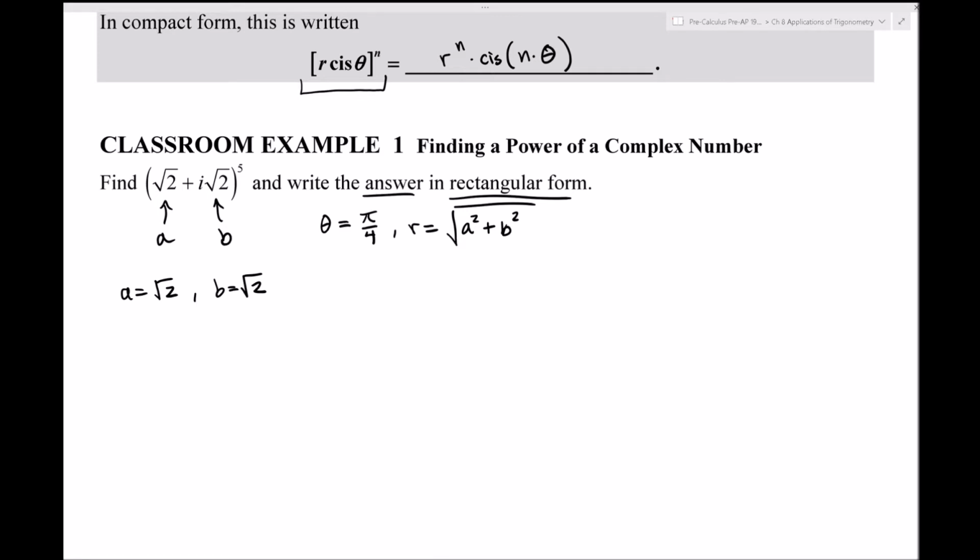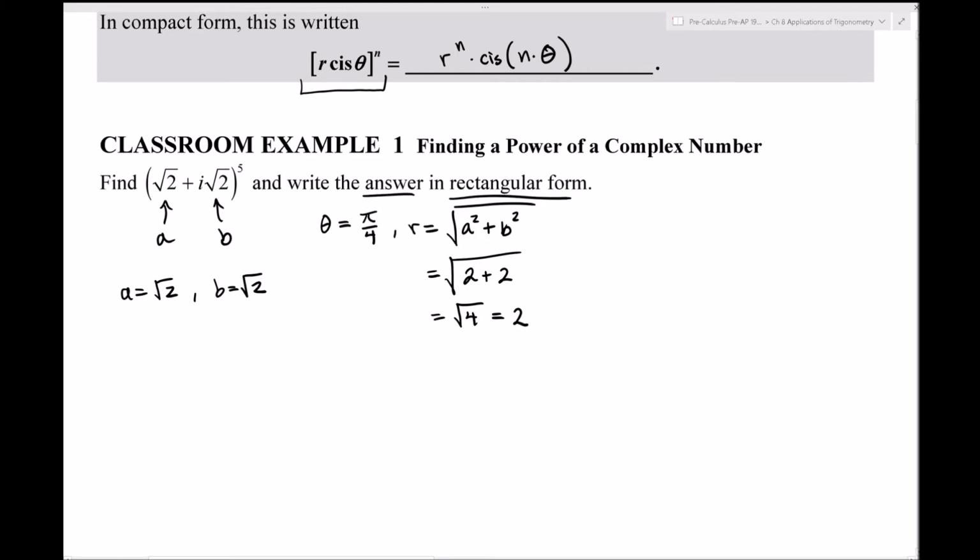Okay, so what is a? A is square root of 2. I have to square it. So there's a square root, and then I have to square the value of a. That's just 2. Same thing with b squared. B squared is just 2, because b is square root of 2. So when you square, the square roots go away, and you're left with just what's called the argument or the radicand. In this case, it's just 2. So we have the square root of 2 plus 2. That's the square root of 4, and we get 2.